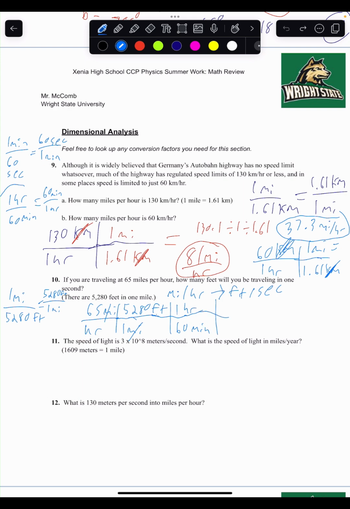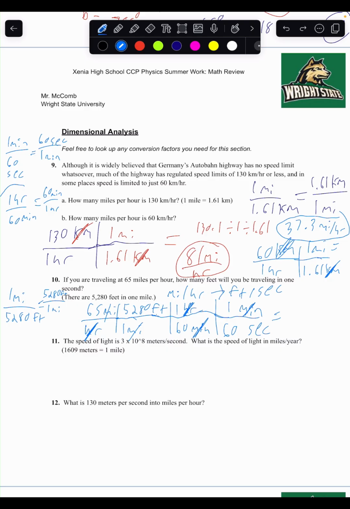Hours cancels hours. And then likewise, I have minutes here. I want minutes up here. So that's 1 minute, 60 seconds. And then we kill that. Now I've got this in feet per second. That's what we want. And now we just multiply across the top, divide by the bottom.